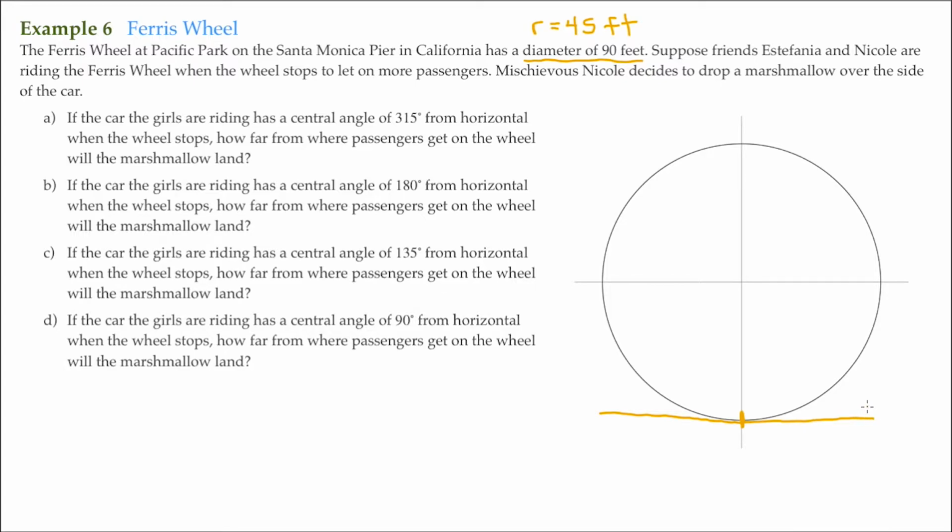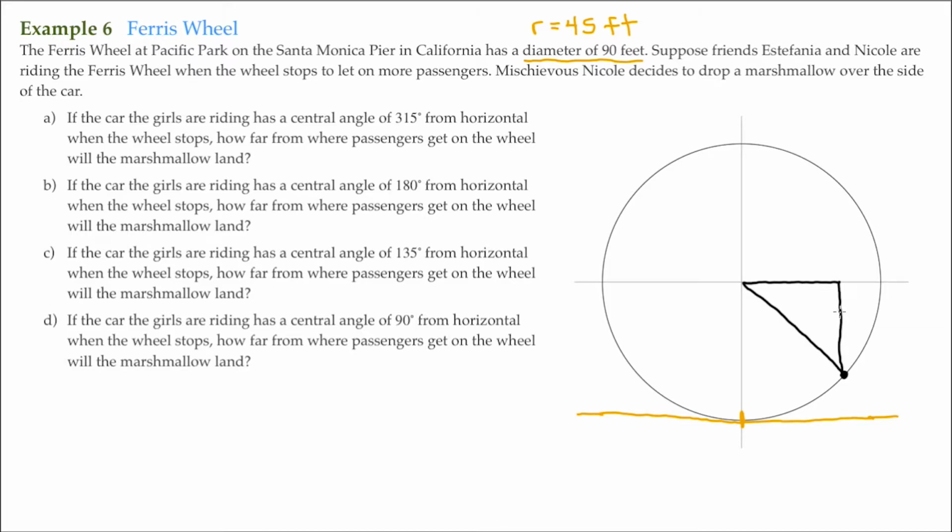So I'm just going to pen it in like that, make it a little wider. There we go. If the car the girls are riding has a central angle of 315 degrees, so 315 degrees comes in right about here. And as we've learned in the past, this is going to create a special right triangle, and that special right triangle is going to be a 45, 45, 90 right triangle.